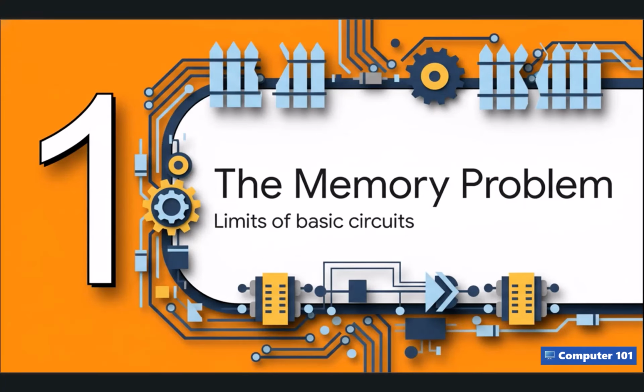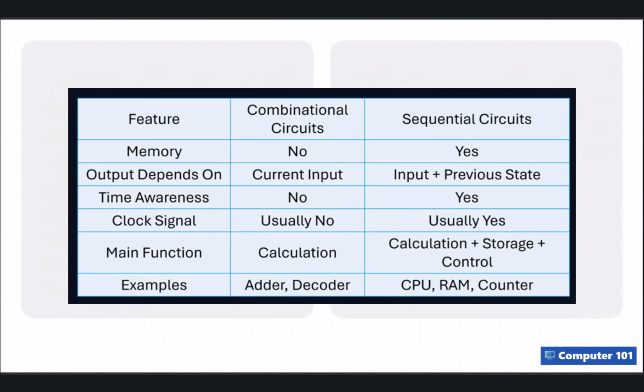Let's start with section 1, explaining the memory problem. In the world of digital logic, there's a massive divide. On one side, we have combinational circuits. Their output depends entirely, and I mean only, on whatever the current input is. There's no memory, no awareness of time. And hey, they're great for simple tasks, like just adding two numbers together. But without memory, complex digital behavior, things like building a CPU, RAM, or even a simple counter, is just totally impossible. That's exactly where sequential circuits come into play. These are circuits where the output depends on the current input plus the previous state. They actually have memory. They're genuinely aware of time.